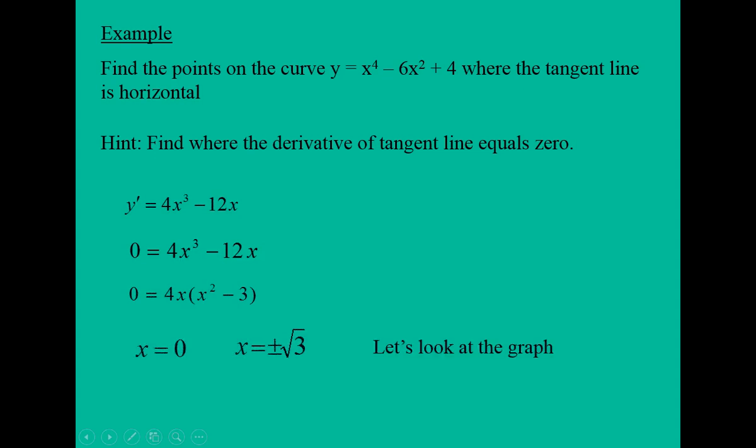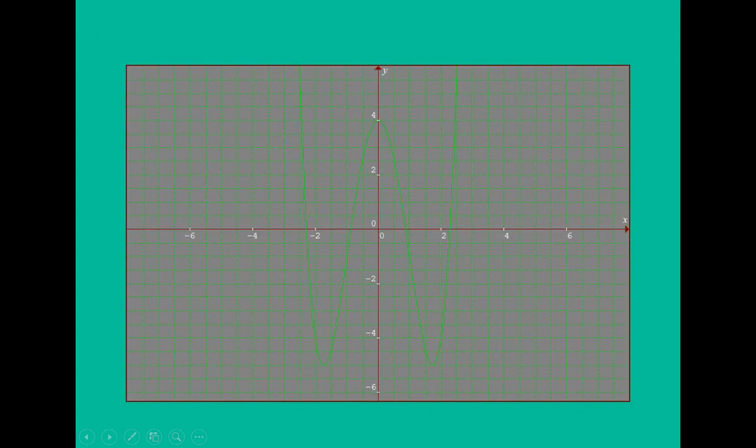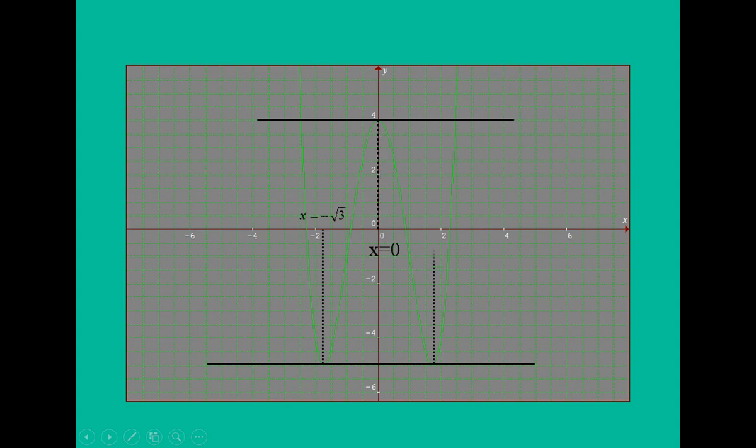So let's take a look at the graph of our function x to the fourth minus 6x squared plus 4. There's the graph. Now we said that we would have horizontal tangent lines at plus and minus square root of 3 and at x equals 0. And you can see those. There's your tangent line at 0, and here are your tangent lines at negative square root of 3 and positive square root of 3.